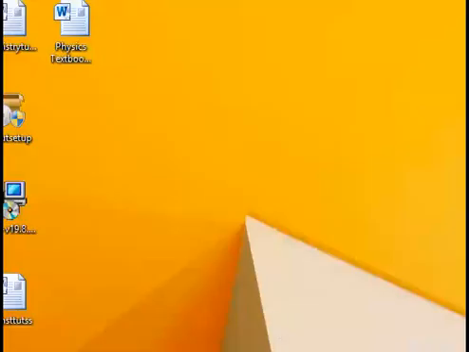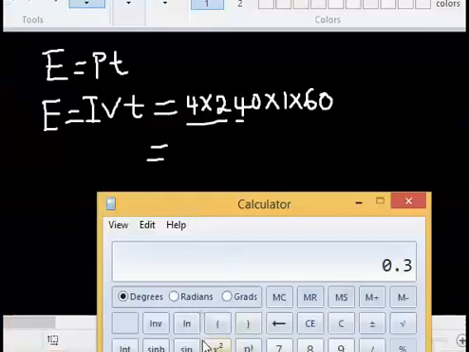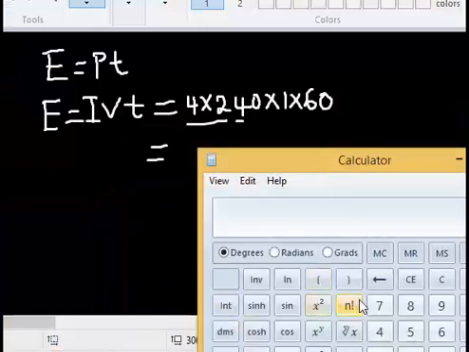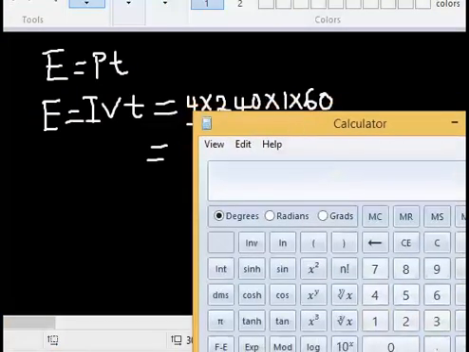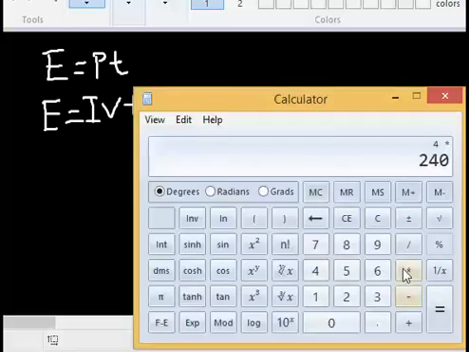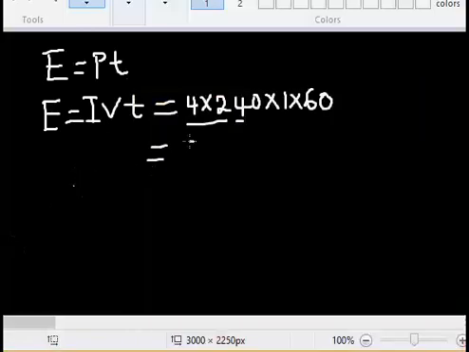Let's do that with the calculator. 4 times 240 times 60. All right, 57600 watt.